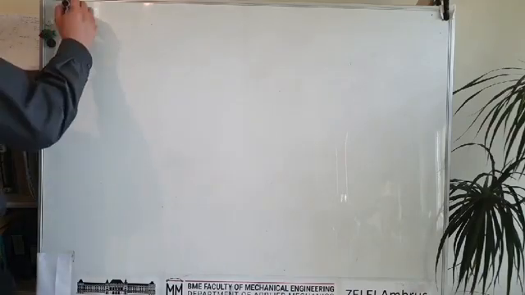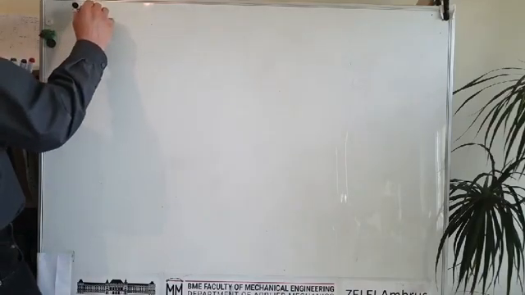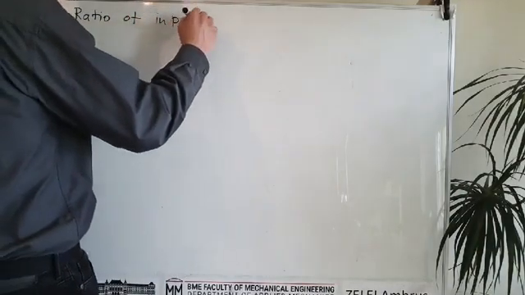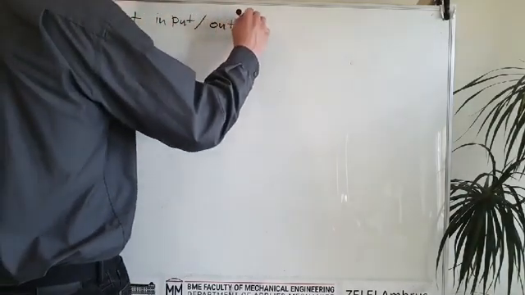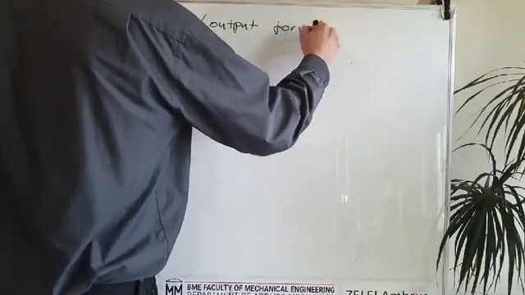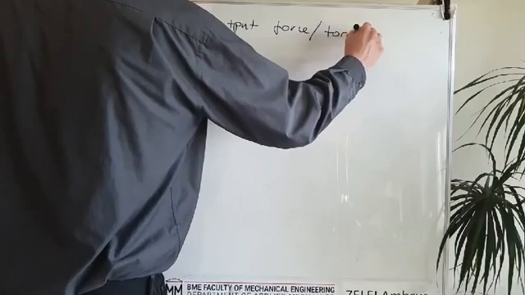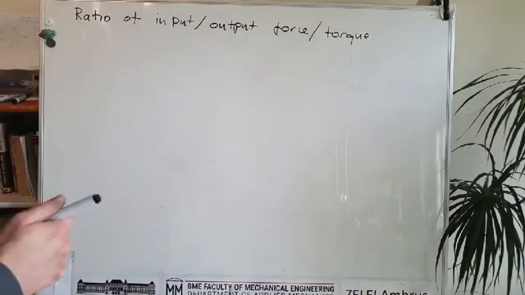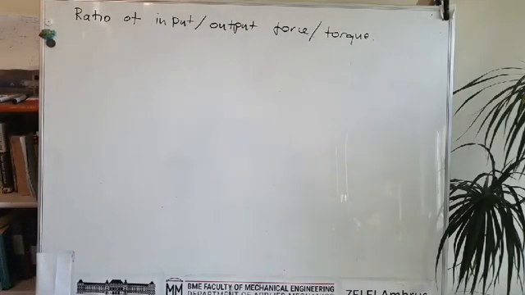The last theoretical thing we address is the ratio of input and output force or torque. And basically I think you have some previous information from some other subjects called design of machinery or something by the GT3 department.